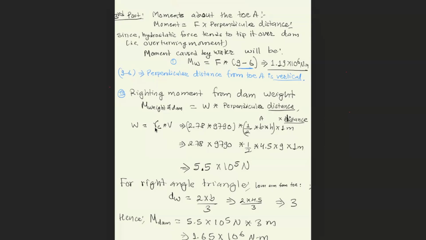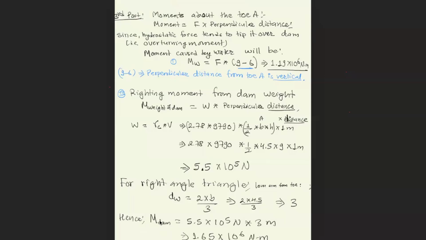So for the specific weight of concrete with respect to water, we need to multiply 2.78 by 9790. For volume, it will be 1/2 b times h times 1 meter, which is area times distance. That gives us 5.5 × 10^5 Newton. For a right angle triangle, the lever arm from the toe, that is dw, will be equal to 2b divided by 3, which basically gives us 3.